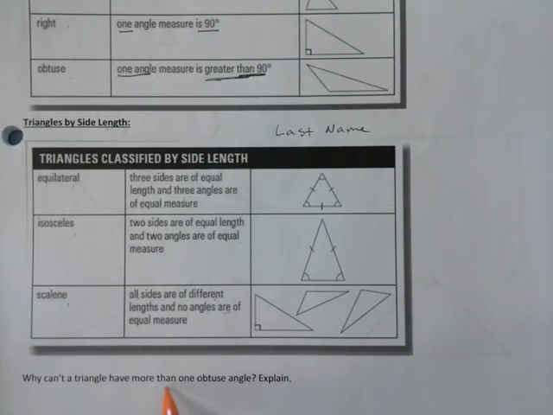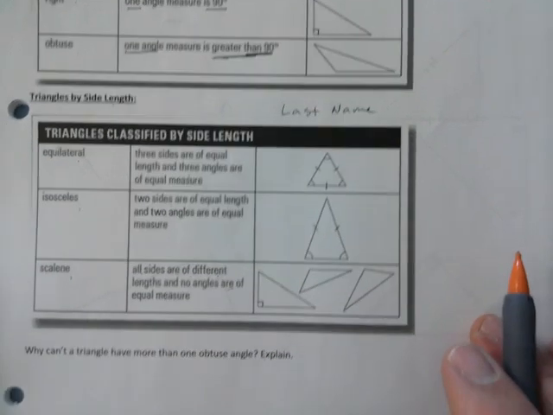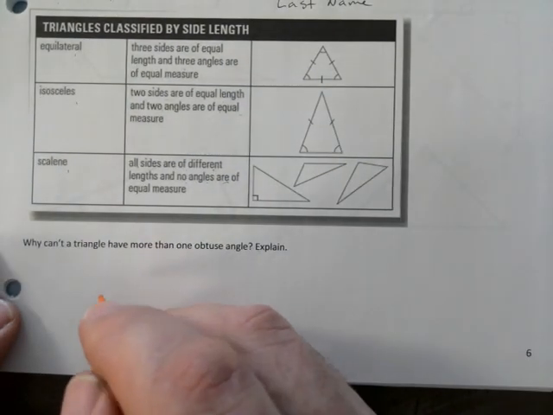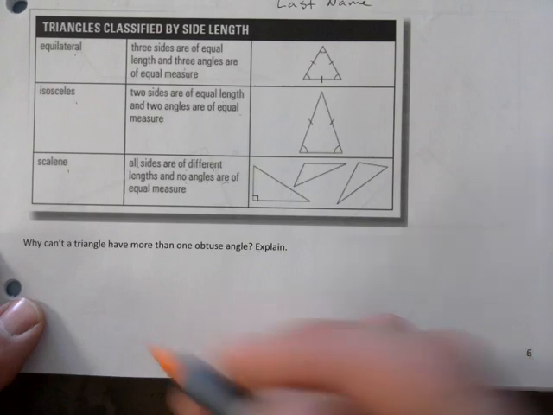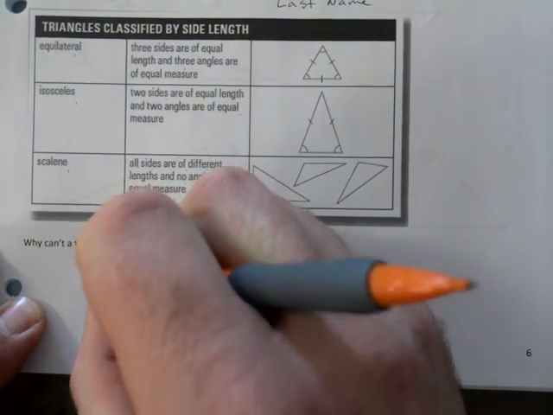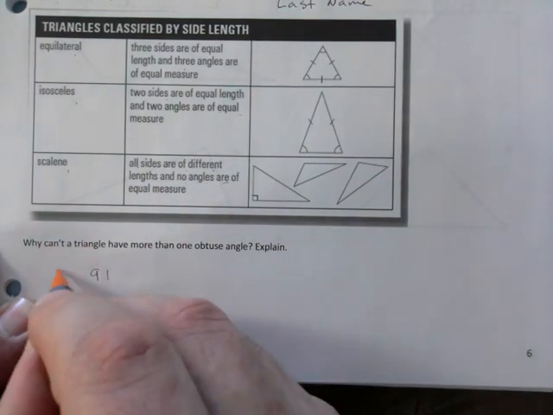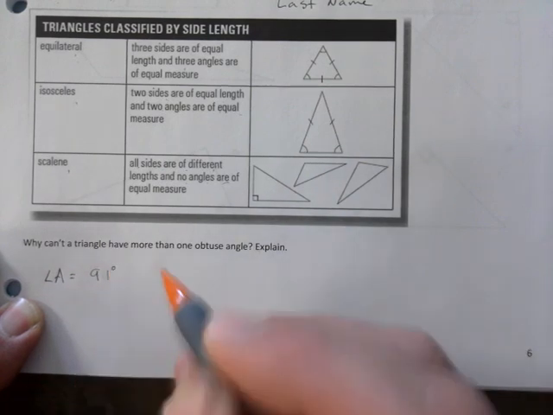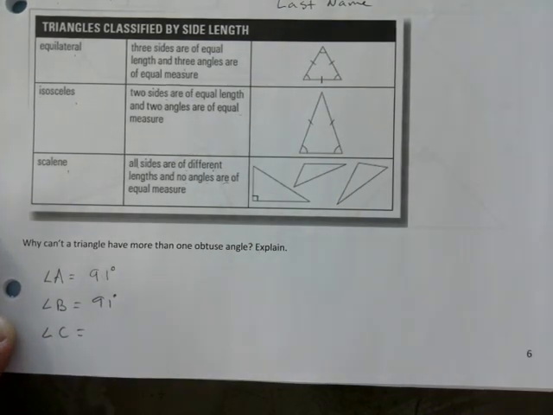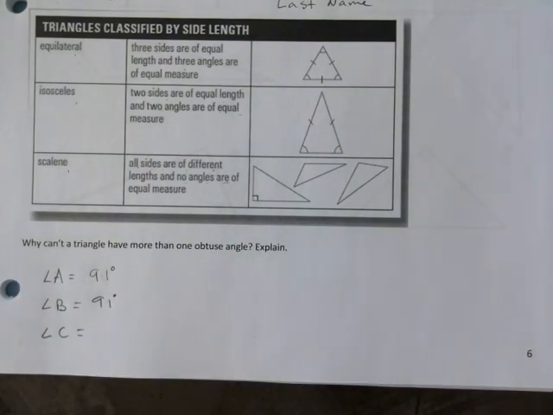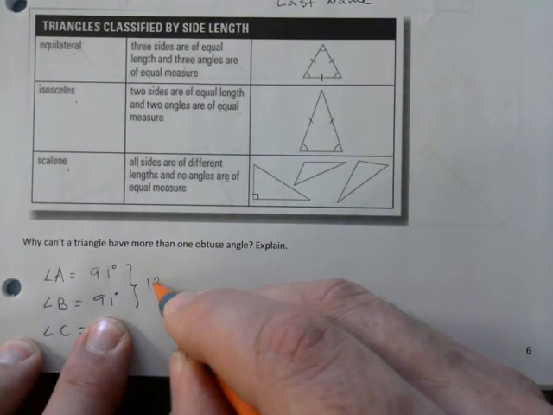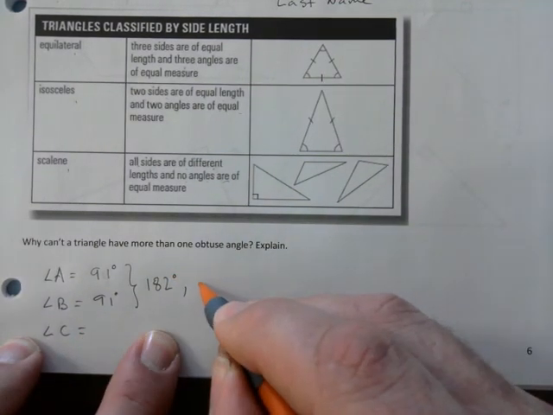Why can't a triangle have more than one obtuse angle? Explain. Look at what it says there. This is my easiest explanation. If you had angle A being 91 and angle B being 91, there has to be an angle C because by definition a triangle has 3 angles, correct? What does this add up to already? This is 182 degrees. Can't be true, right?